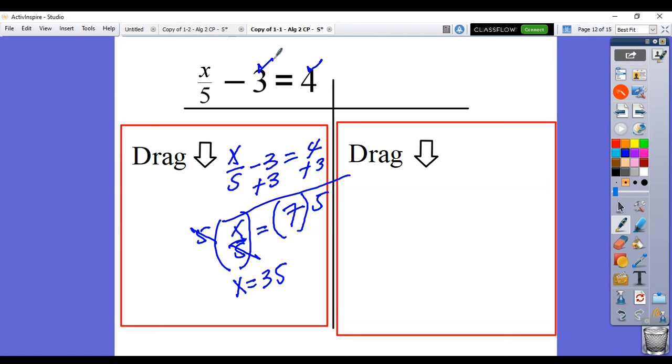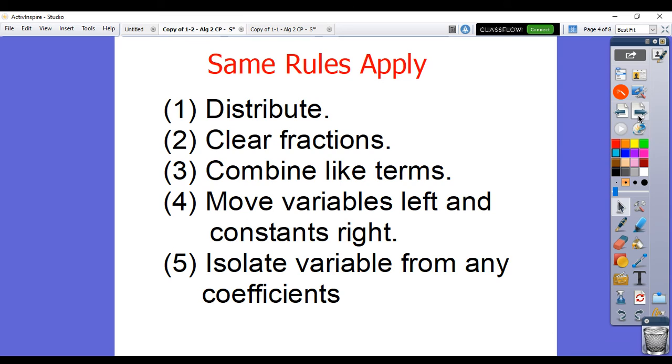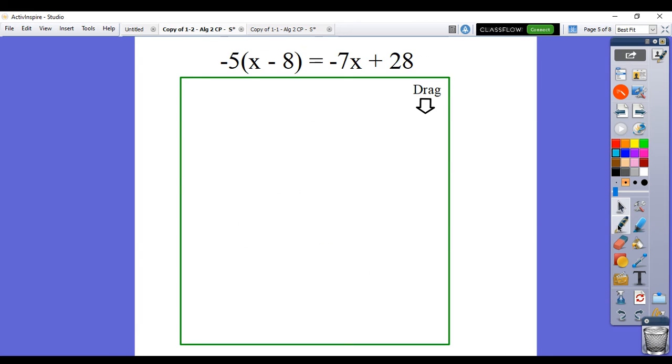Okay, very simple, right? Let's now go to solving equation when there's a variable on both sides. Same thing applies. You have to distribute, you have to clear the fraction, combine the like terms, you can move a term from left to right, and you should be able to isolate the variable. Okay, so in this case here, I'm gonna work it out for you guys. Okay, so I see a parenthesis, so I can distribute.